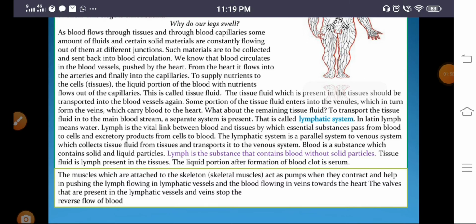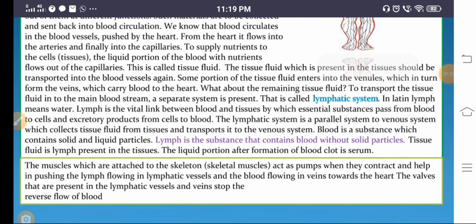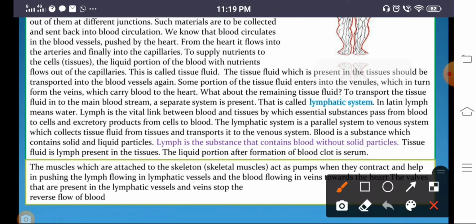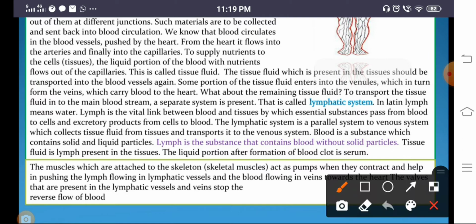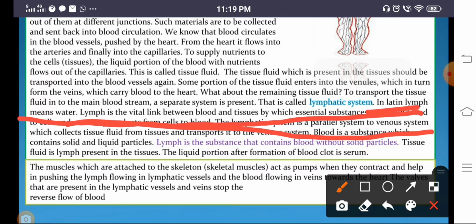So here, let us see: in Latin, lymph means water. This is very important. Lymph is the vital link between blood and tissues, by which essential substances pass from blood to cells and excretory products from cells to blood. So it acts as a medium of transport. This is very important.